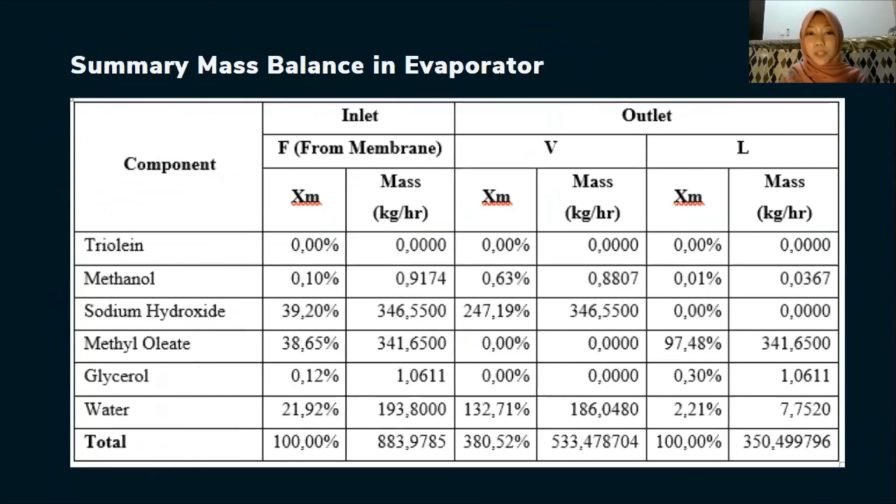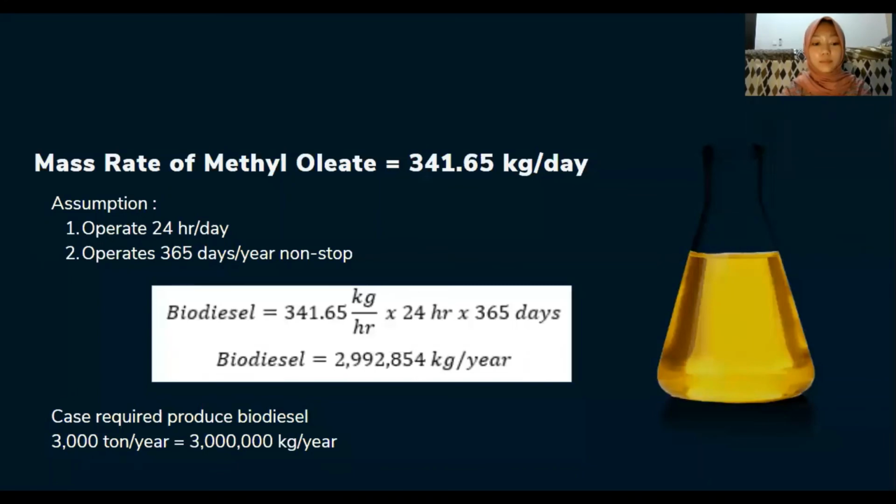And this is the summary table of the evaporator. As you can see, this is the inlet, this is the outlet, and the components are triolein, methanol, sodium hydroxide, methyl oleate, glycerol, and water. The inlet or feed is from the membrane, and the outlet contains vapor and liquid. And for our calculation, the methyl oleate purity that we get is about 97.48%. So this is the mass rate from the table before. The mass rate of methyl oleate equals 341 kg per day.